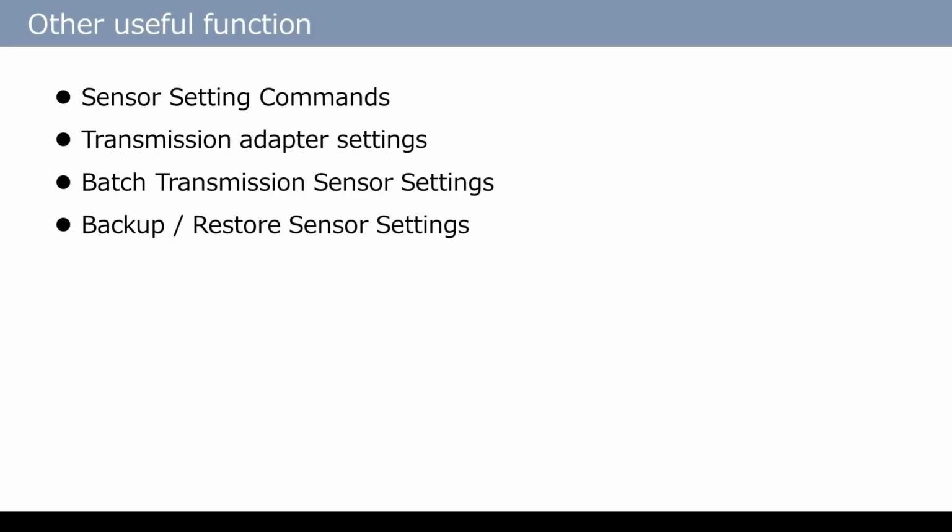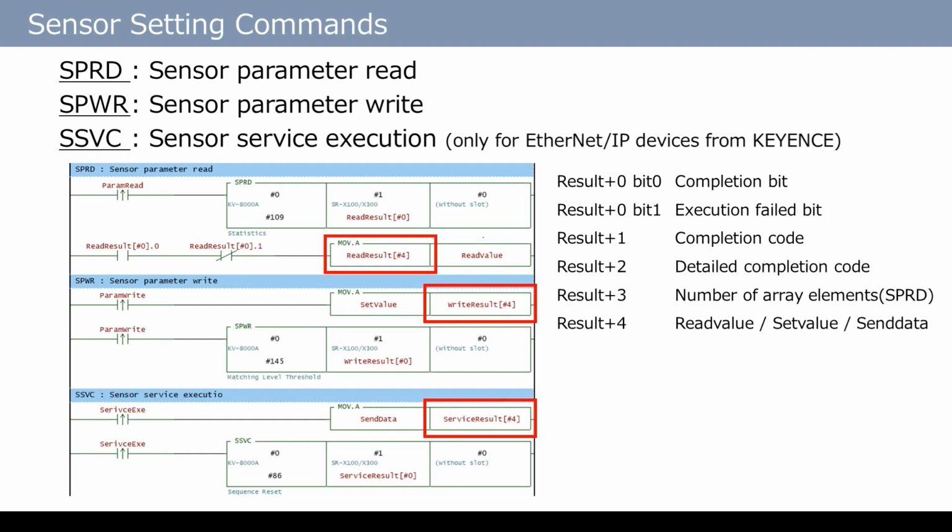Now, I will introduce more useful functions related to Ethernet IP. These functions can also be used for units not made by Keyence. First, let's look at the sensor setting commands.